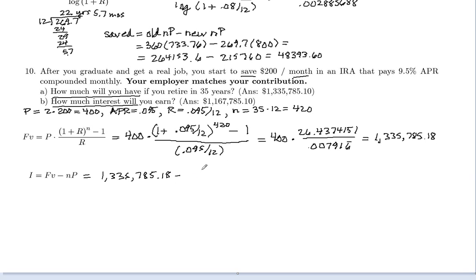And then minus, we did 420 payments of 400. So 420 times 400. And if you do the calculator work there, you get 1,167,785 and 18.